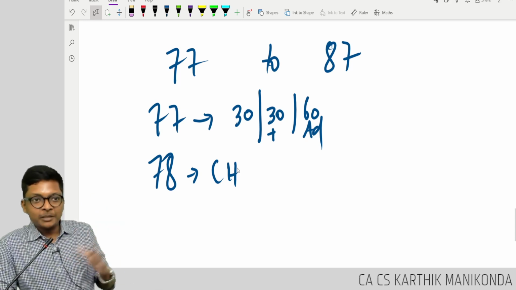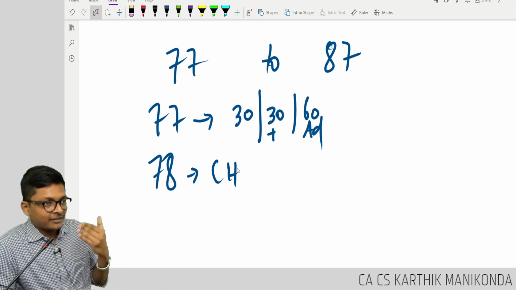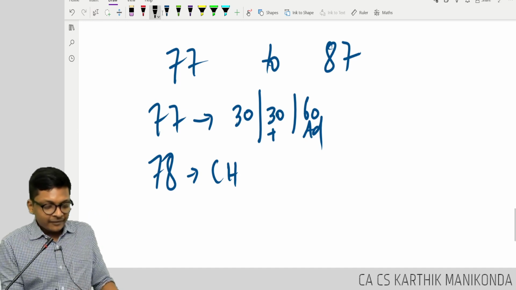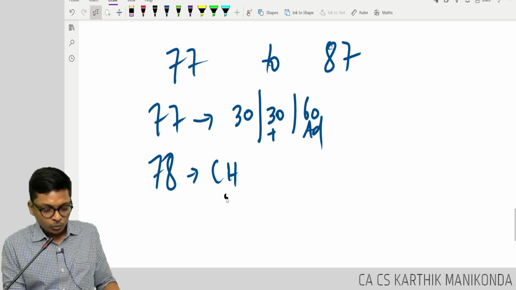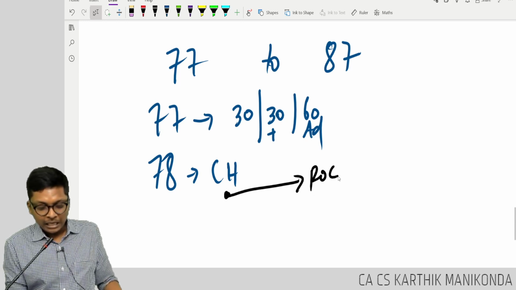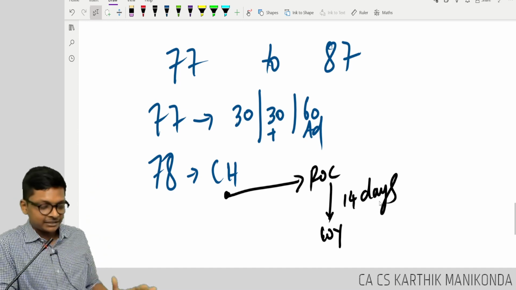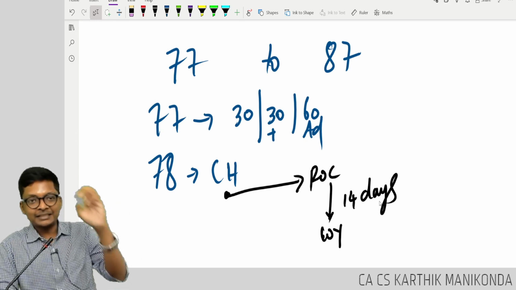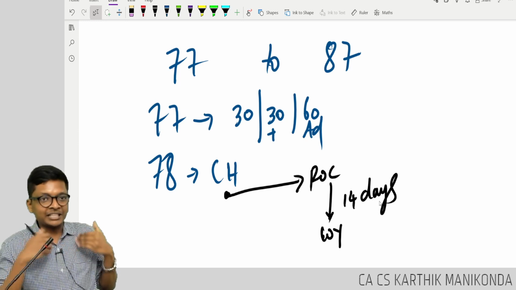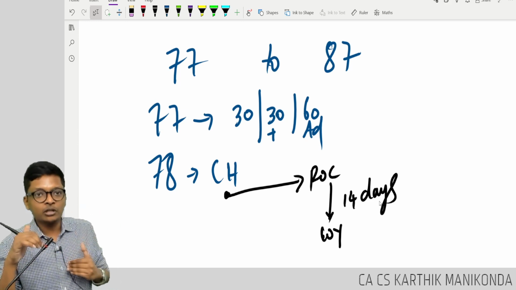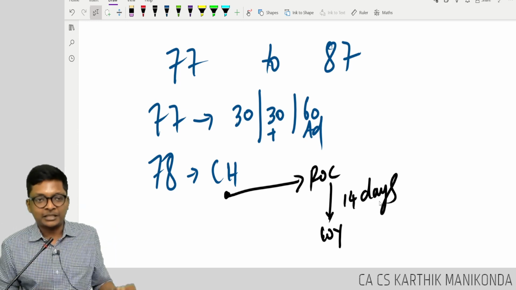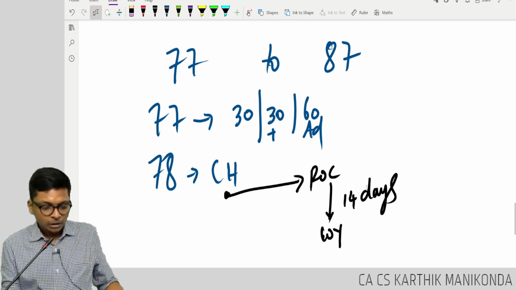For him, is there any time limit? No. He can register whenever he wants, but whenever a charge holder registers, what he has to do? Tell the ROC. ROC will cross check with the company and wait for 14 days for a reply. That's it. Remember this section guys. So 77 is 30, 30, 60. 78, if the company fails, the charge holder will register whenever they want. ROC will check with the company and wait for 14 days.